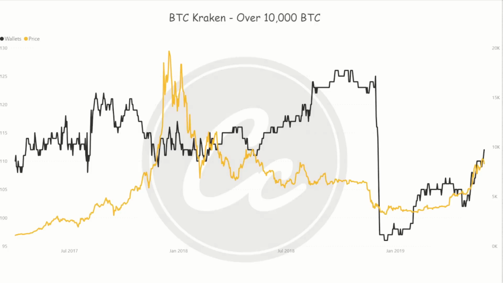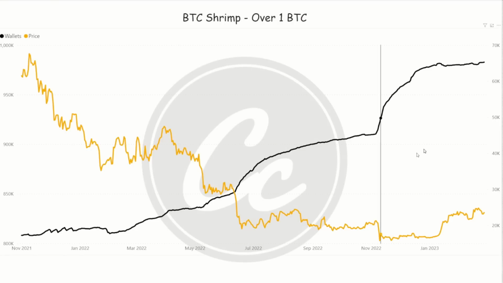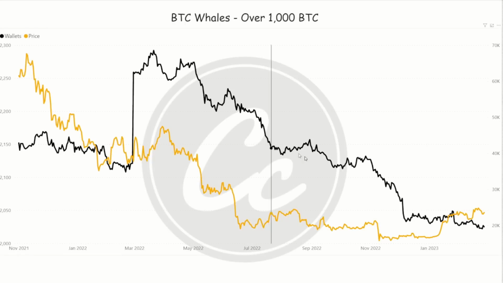I don't think we're going to see that, though, not until we can actually see the retail investors selling their Bitcoin to the whale investors. Right now, the retail investors are still accumulating, and our whale investors are still dumping it. They're ditching it, right?